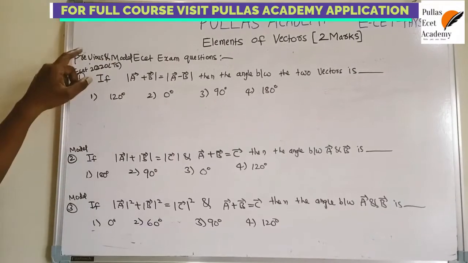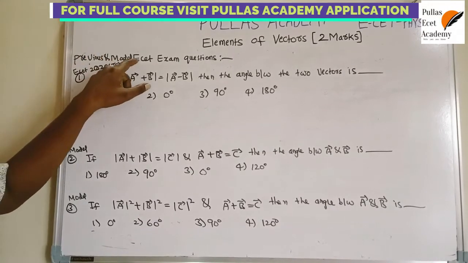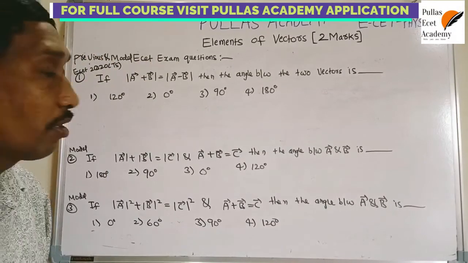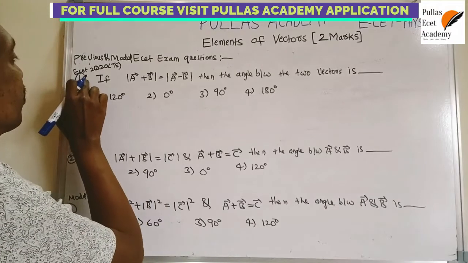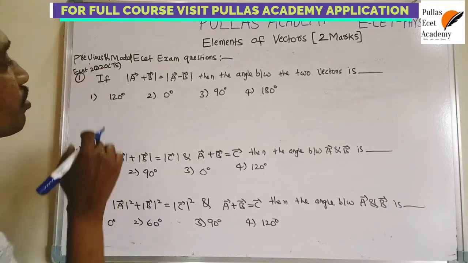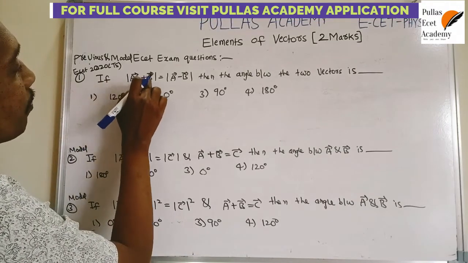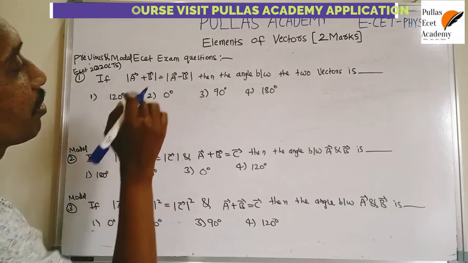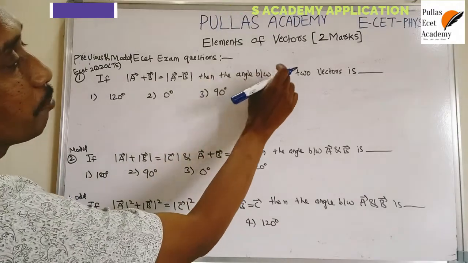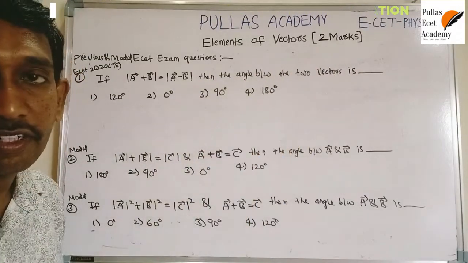Now we are going to discuss some previous and model ESET exam questions. Here the first question is repeated in the ESET 2020 TS paper. The question is, if modulus of A bar plus B bar is equal to modulus of A bar minus B bar, then the angle between the two vectors is asked.